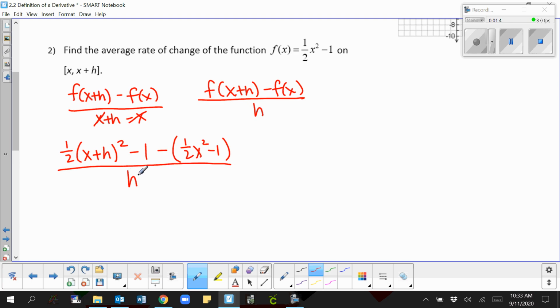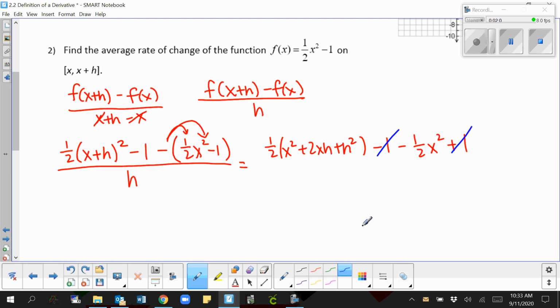So we need to multiply out our (x plus h) squared. So that's going to give me a 1/2 (x squared plus 2xh plus h squared) minus 1, and I'm going to go ahead and distribute my negative here. So minus 1/2 x squared plus 1. So my -1 and +1 cancel out, and that's all over h.